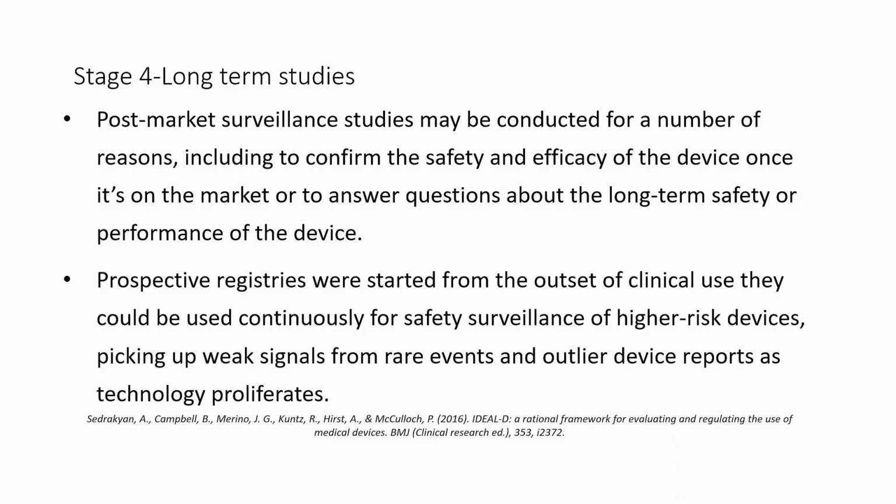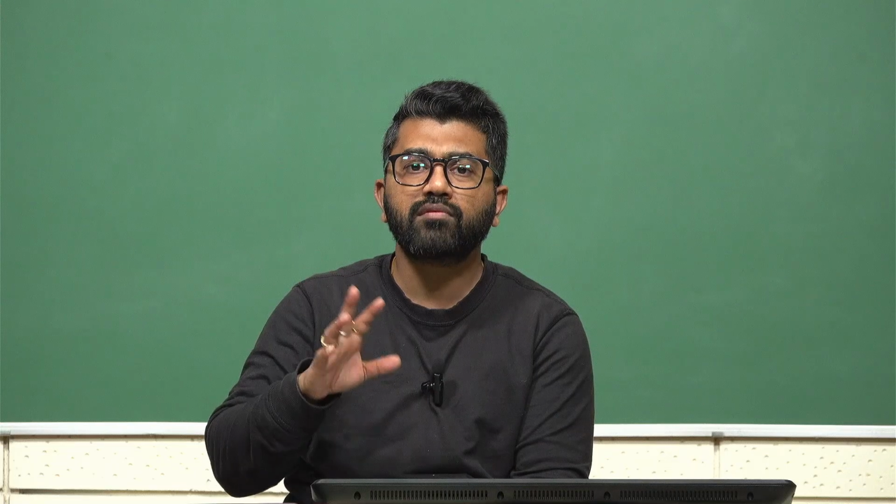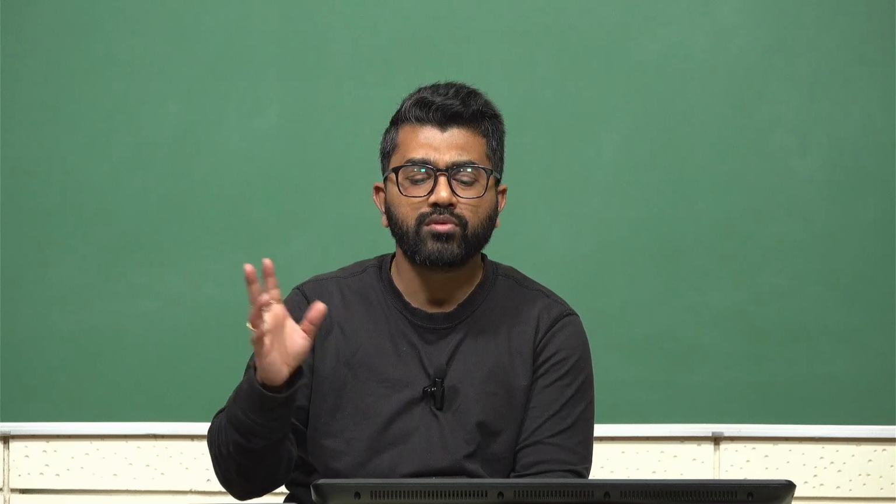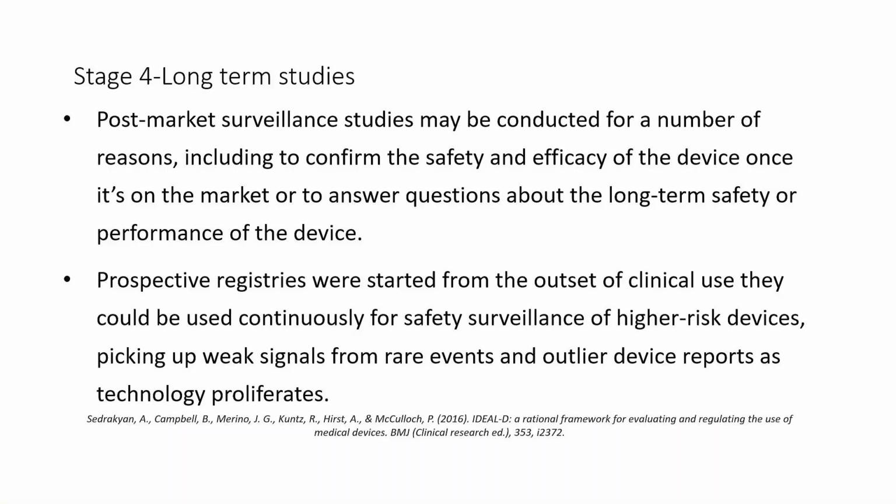They could be used continuously for safety surveillance, right, of higher risk devices. So higher risk devices are very closely monitored, just so that the risks do not magnify and there is no cutting corners around the manufacturing and implementation of such devices. Picking up weak signals from rare events and outlier device reports as technology proliferates, right?